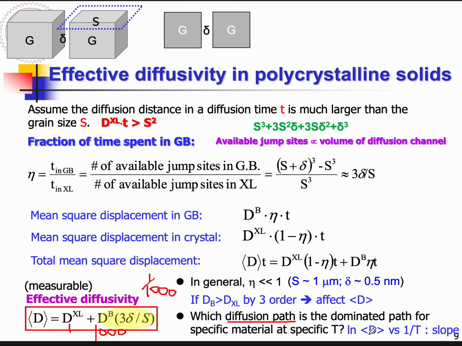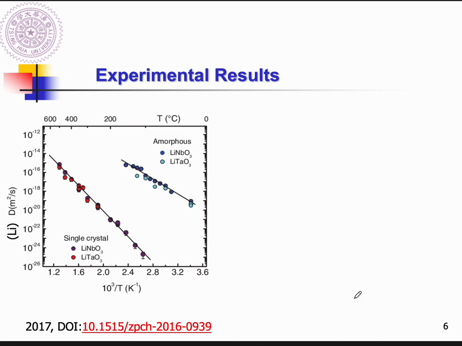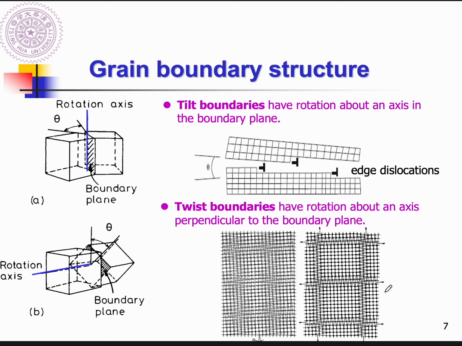So I will say you can measure the effective diffusivity at different temperatures and plot log D versus 1 over T, a figure like this. If it turns out a straight line like this, then during this temperature range, just one diffusion path dominates. But if it turns out like this, you can fit it by 2 straight lines. That means in different temperature regimes, different diffusion paths dominate the effective diffusivity.